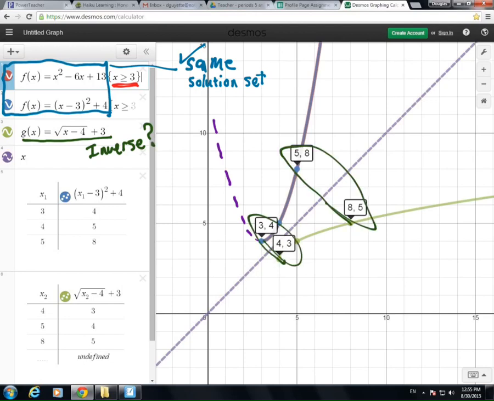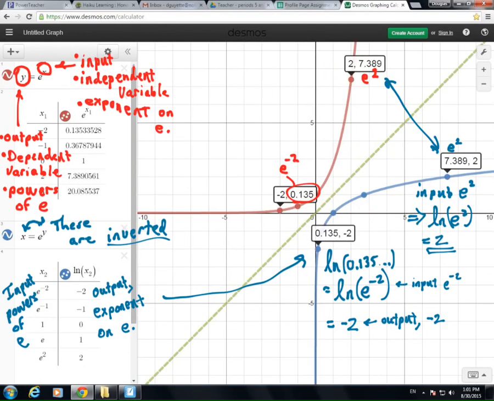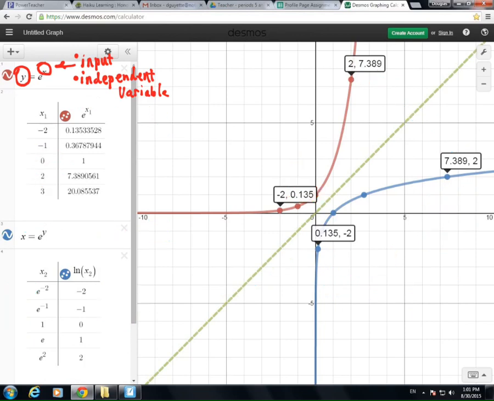Sorry, bear with me, getting used to the technology again this year. Okay, so anyway, I don't have to know what the inverse is in order to be able to graph the inverse. The blue graph is in fact the inverse of the red graph. We can see it visually, and we could also see that these points appear to be inverted. But I don't know the equation for the inverse yet.